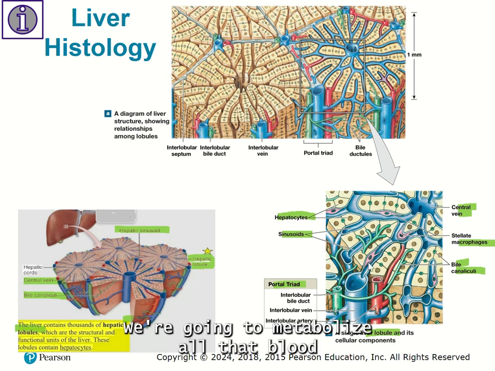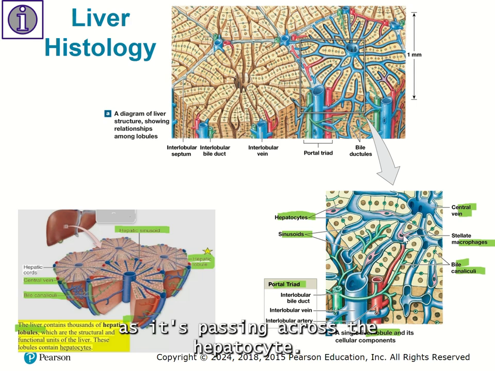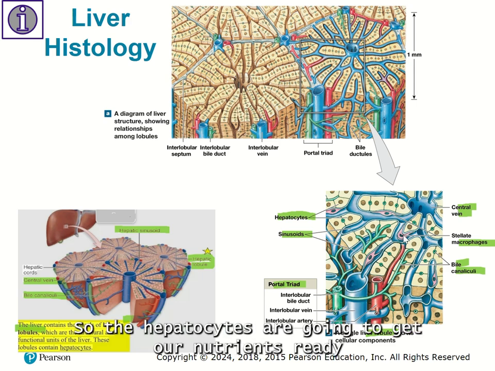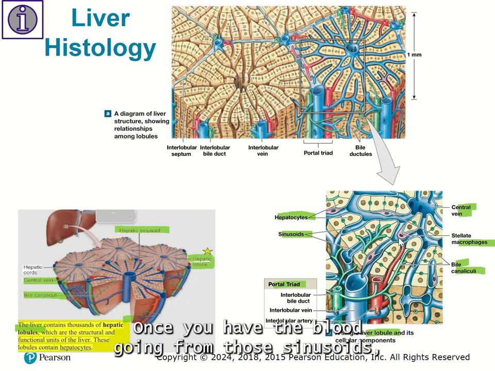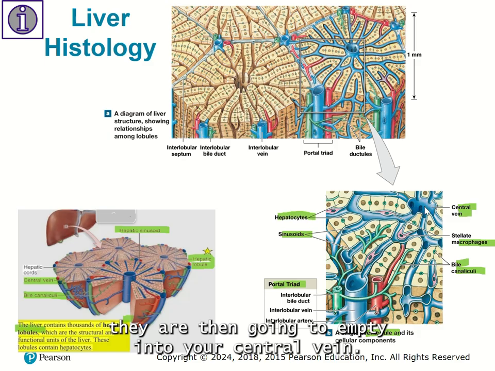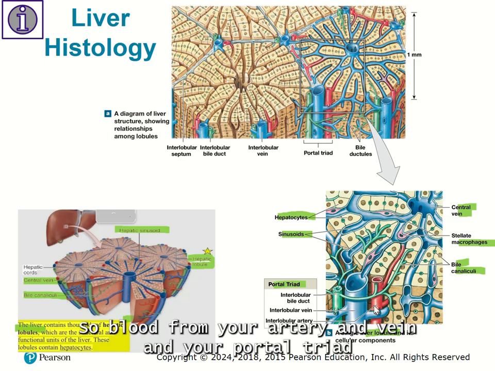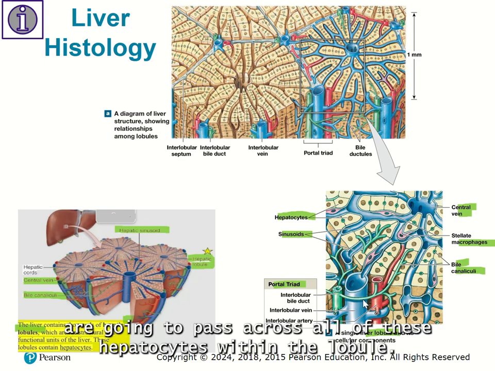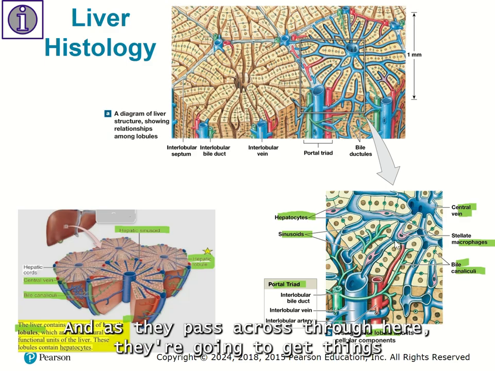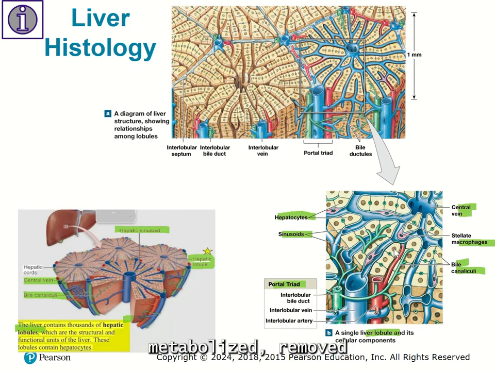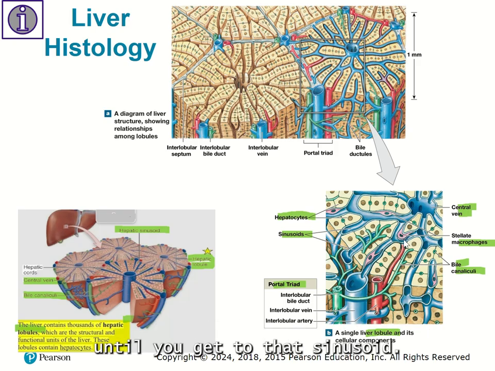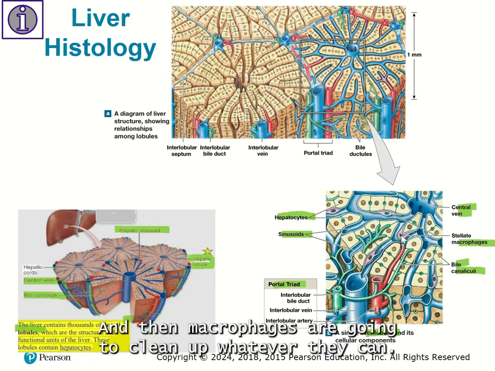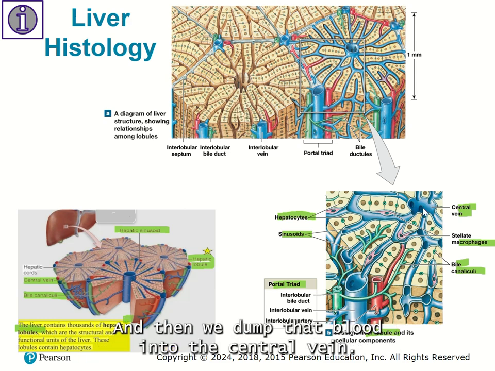We're going to metabolize all that blood as it's passing across the hepatocytes. So the hepatocytes are going to get all those nutrients ready to be used by your body. Once you have the blood going from those sinusoids, they are then going to empty into your central vein. So blood from your artery and vein and your portal triad are going to pass across all of these hepatocytes within the lobule. And as they pass across through here, they're going to get things metabolized, removed, and pulled out by the hepatocytes that are surrounding them until you get to that sinusoid, and then macrophages are going to clean up whatever they can, and then we dump that blood into the central vein.